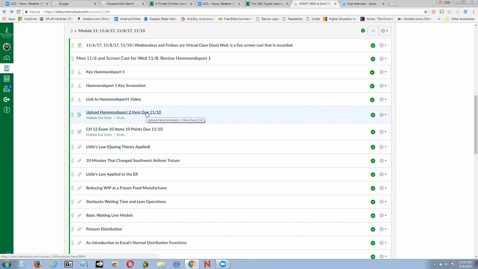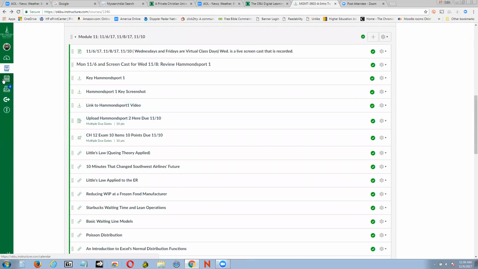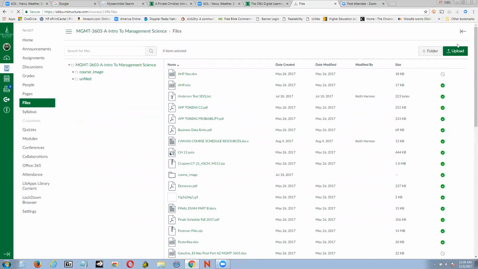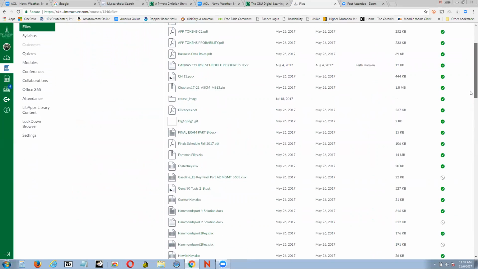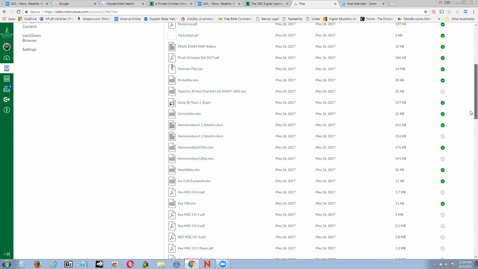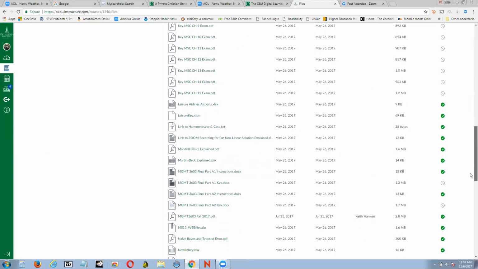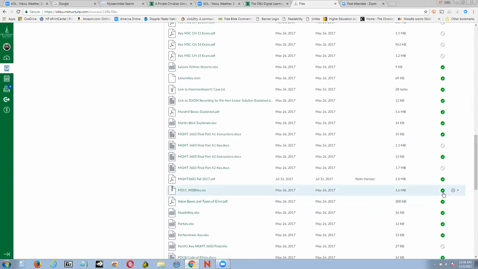Now, Hammond's port 2 is due on the 10th, and Hammond's port 2 deals with 2 ATMs. And you're going to find that over on page 570, they talk about the Hammond's port 2. Let's just go over here to the files, and we'll find those. Put this up. And we want to go in and find the, not the Foreman files, that was from the Data Smart text. I want the MIS web files, here they are.